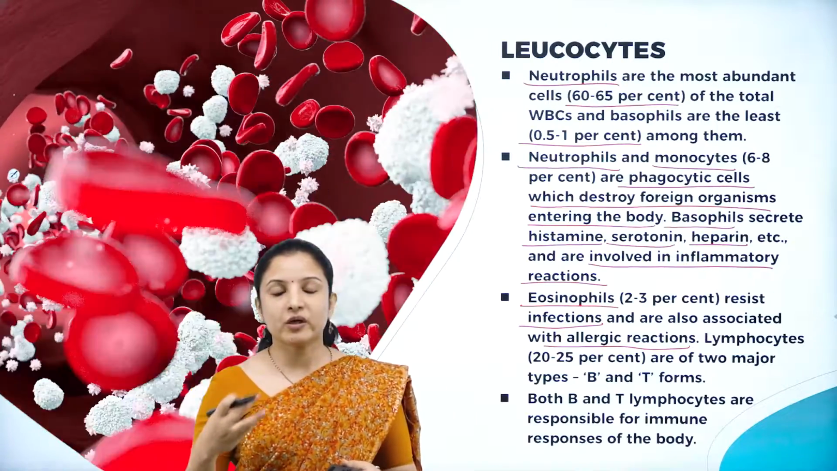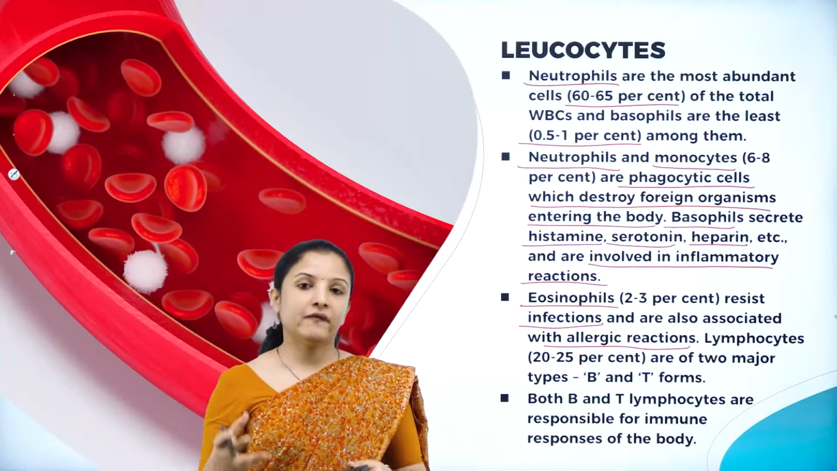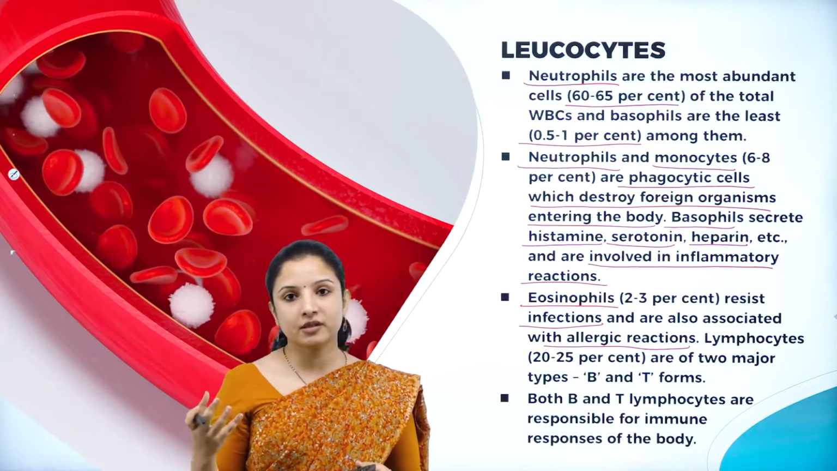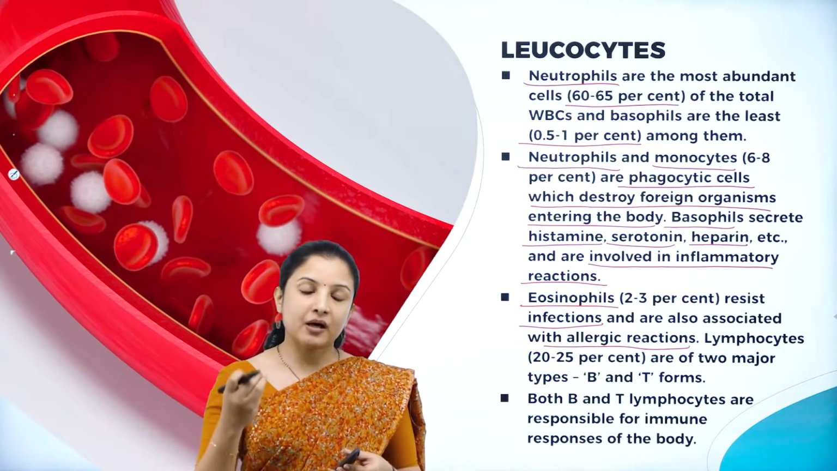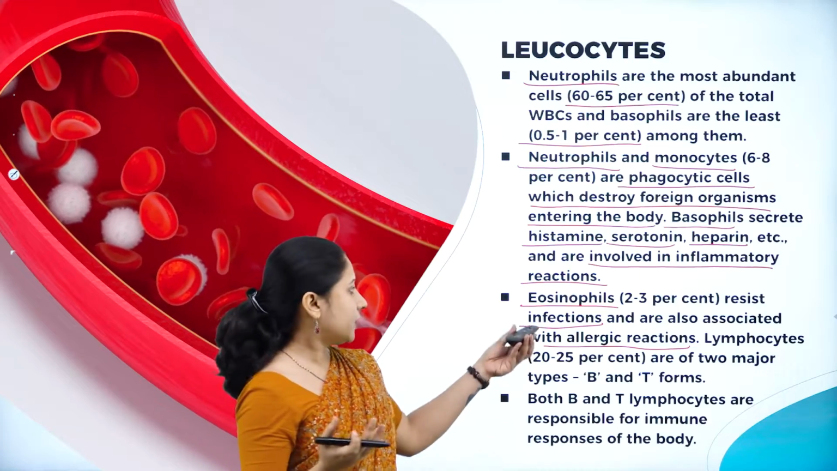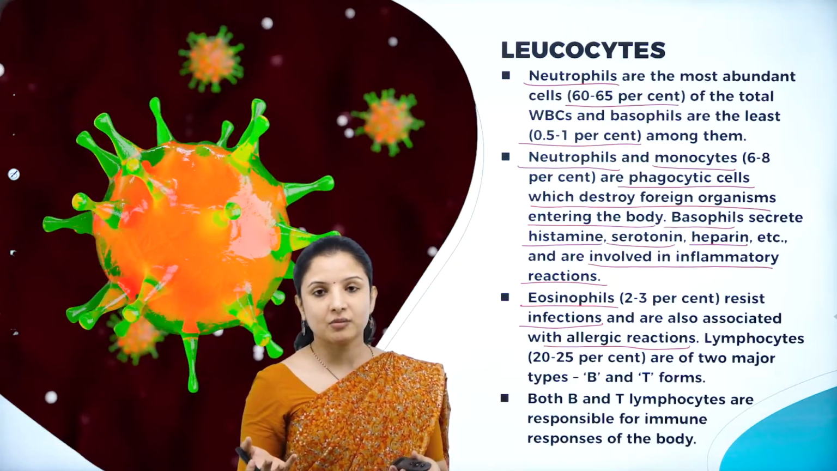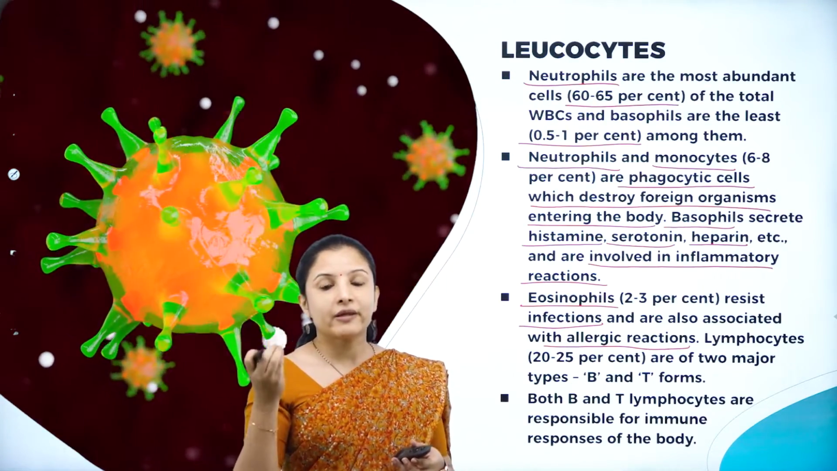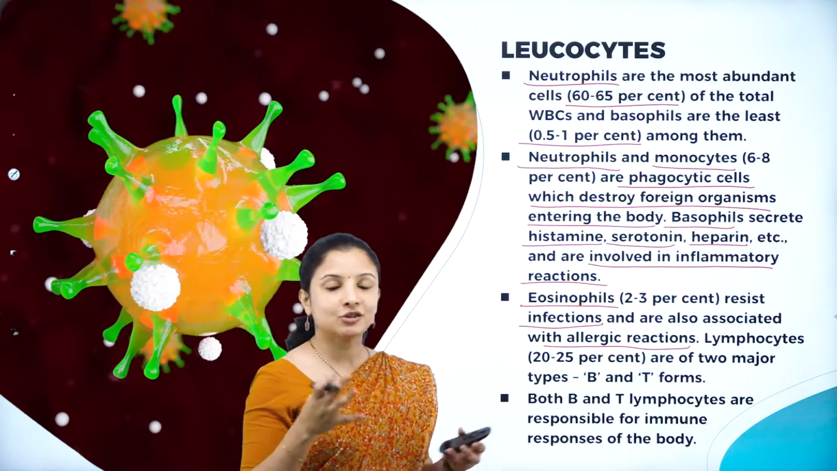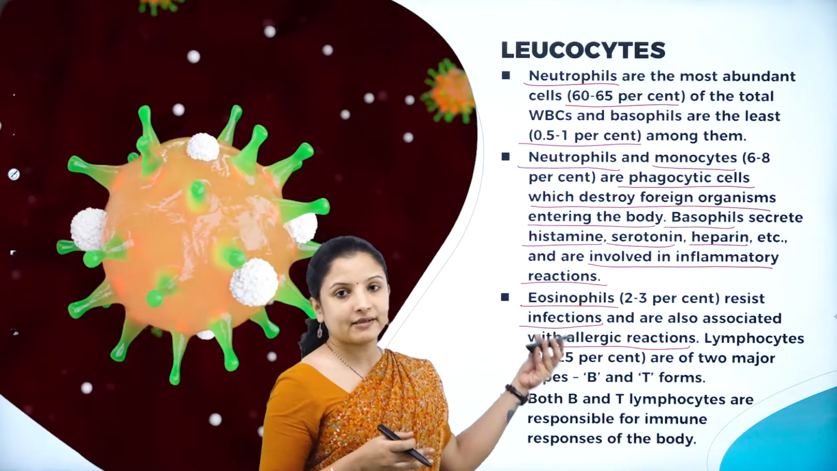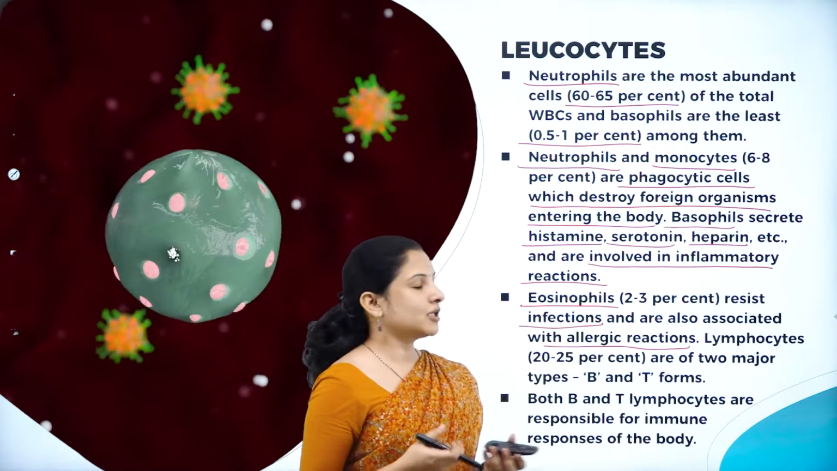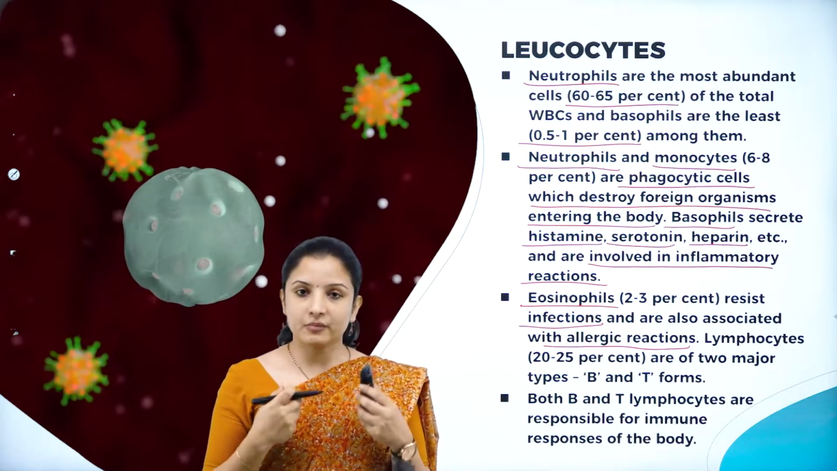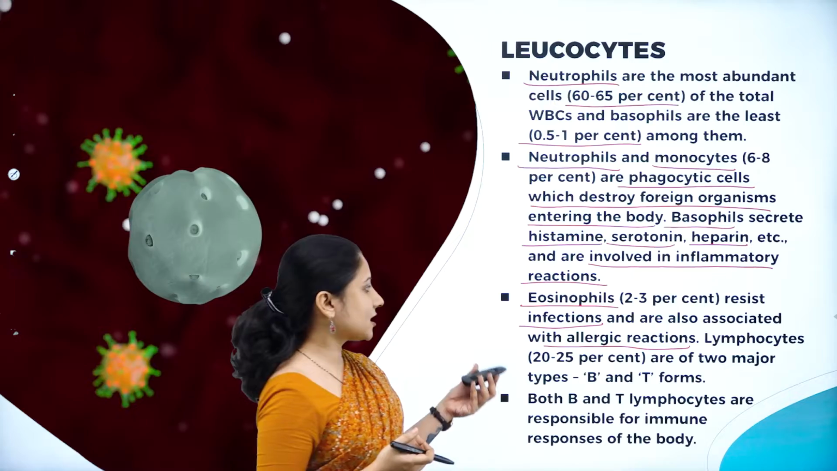Every now and then we are exposed to pollutants. We are exposed to a lot of pollen grains in the environment, right? We are exposed to a lot of dust. But imagine if eosinophils are very less in our body, what happens? Every now and then we will fall ill, but thanks to this particular granulocyte present in the WBC, that is eosinophils, which actually protects our body from infections and various allergic reactions.